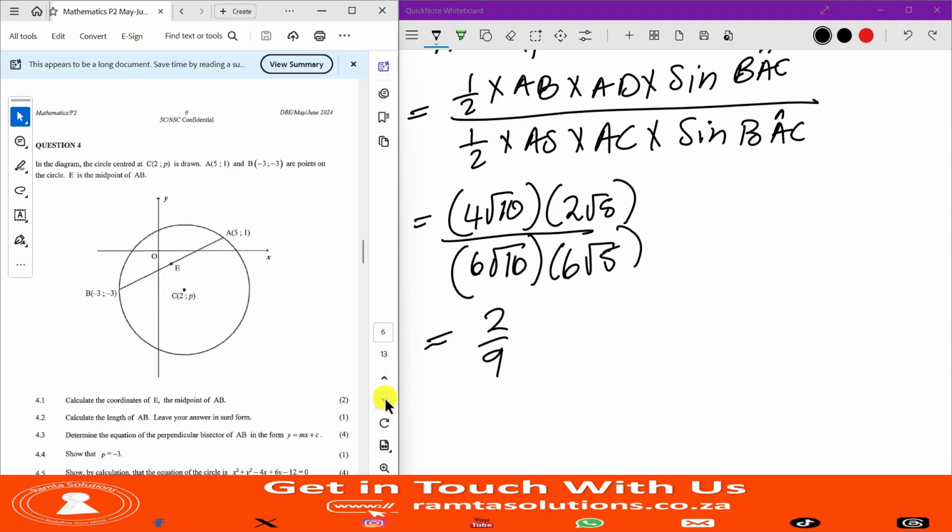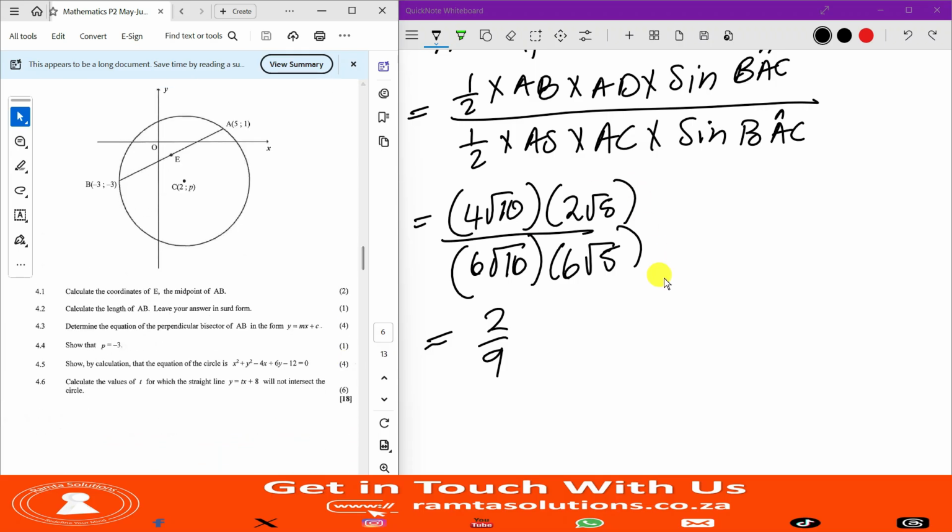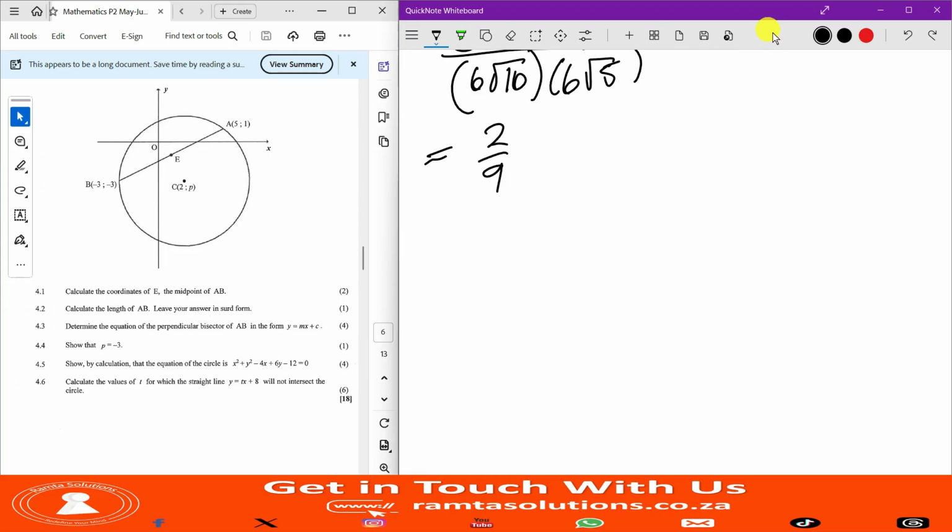Now we're going to question 4. Question 4 is 18 marks, so we need to spend about 18 minutes on this question. So we should be done at 44 minutes. Okay, so let's see.